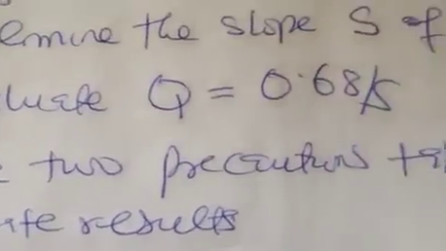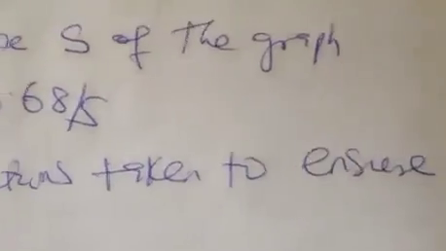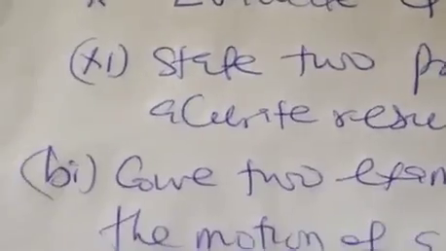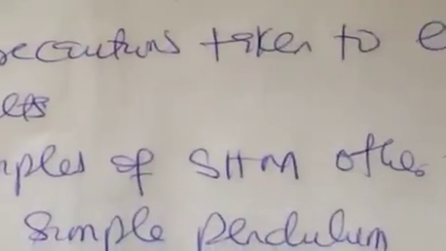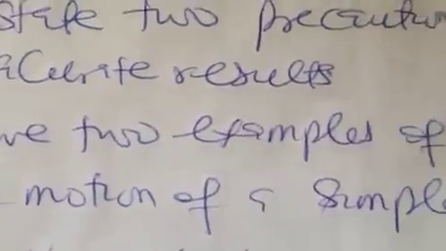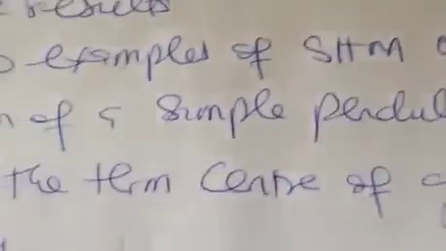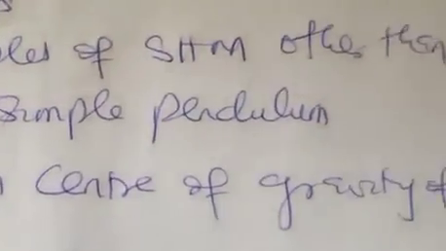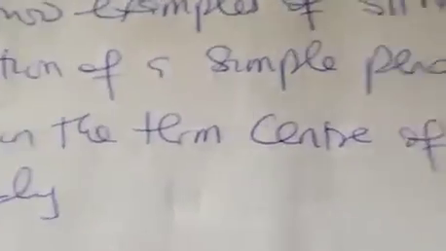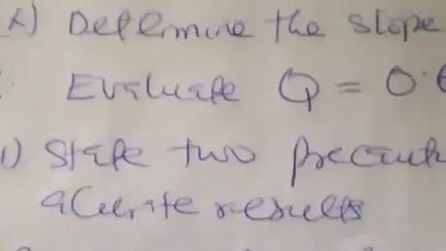Then XI, state 2 precautions taken to ensure accurate results. Then B(i), give 2 examples of simple harmonic motion other than the motion of a simple pendulum. And then (ii), explain the term center of gravity of a body.